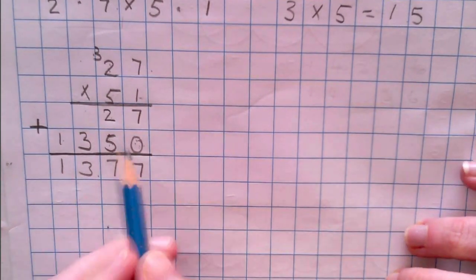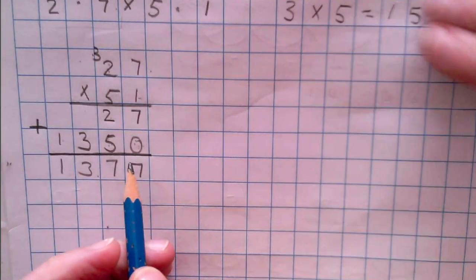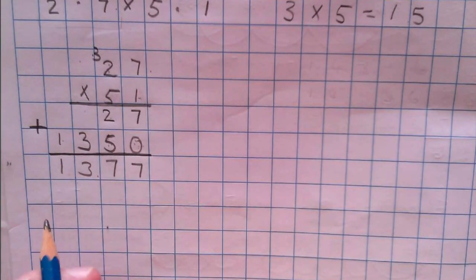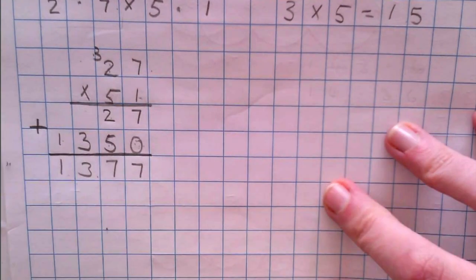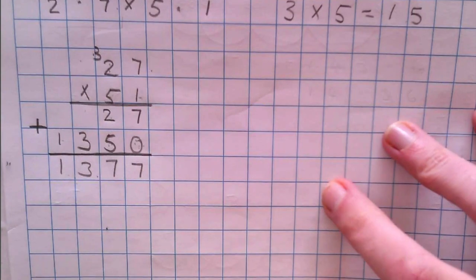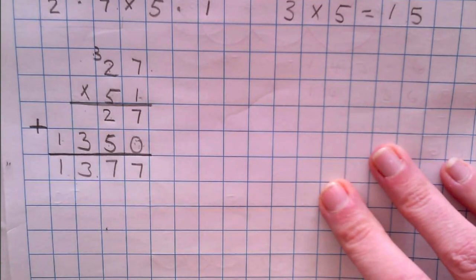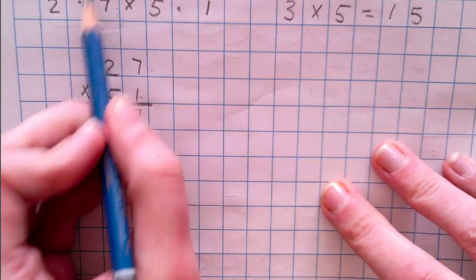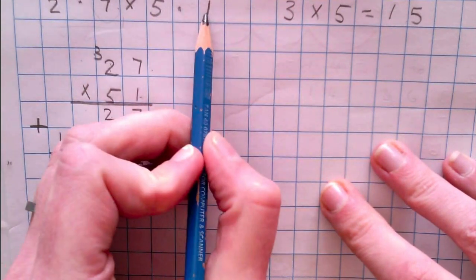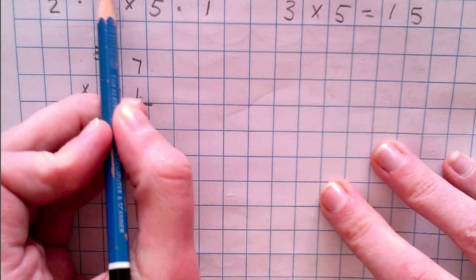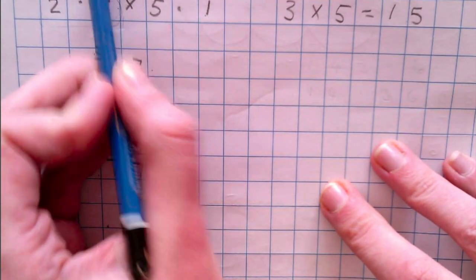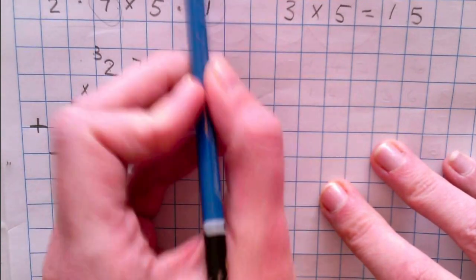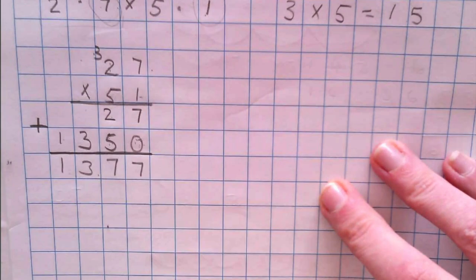I can use my logic and my estimation to help me figure out where my decimal point goes. But we have a much more reliable method to use than that. Our reliable method is to count how many places after the decimal point we have in each of our numbers here. So here I've got a 7, so that's 1. And here I've got a 1, so that's 2. So I've got 2 numbers after the decimal point.